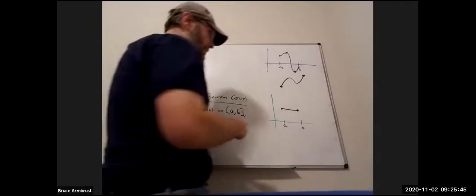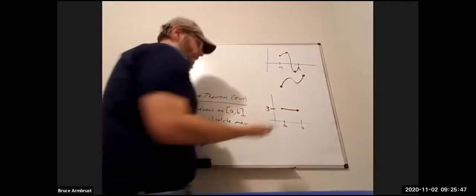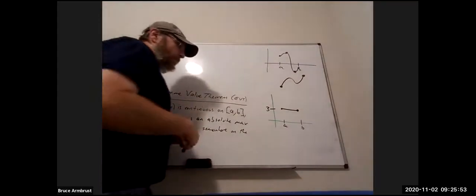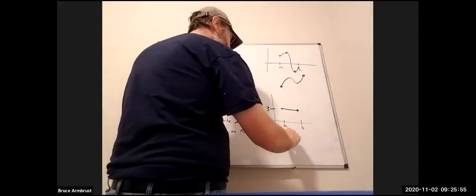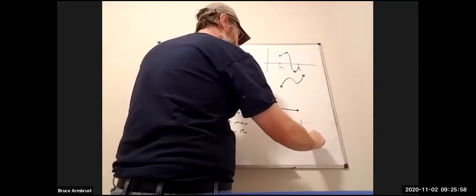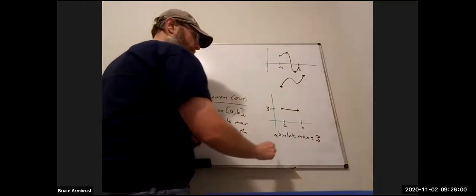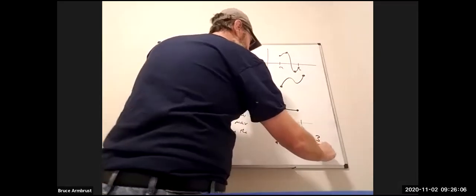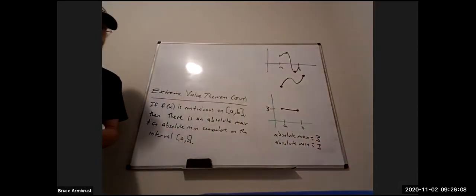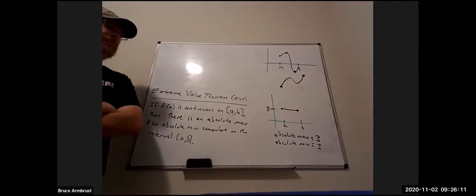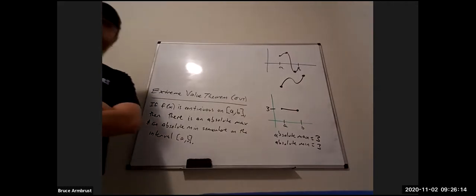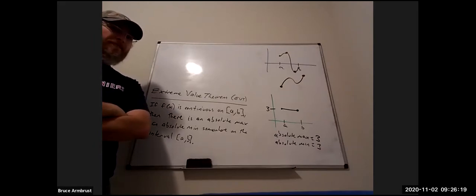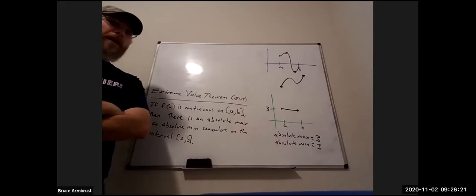Let's just specify a value here. Let's just say that this is 3, just for the sake of having a number. Well, what I know then is that the absolute max is 3. And I also know that the absolute min is 3. So am I right that this doesn't feel good? This doesn't feel right. But go back and look at the definition.